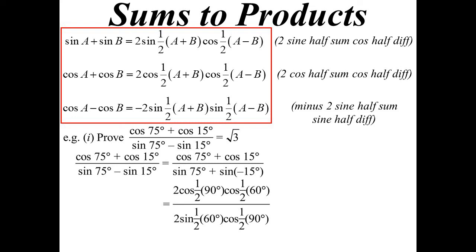Well, the half 90s, they're going to cancel. The 2's, they're going to cancel. I'm left with cos 30 over sine 30, which is cot 30, which is the square root of 3. We've got this equation to solve. Sine x plus sine 3x equals 0. Especially because it equals 0, this is going to be so much easier if I turn this sum to a product.